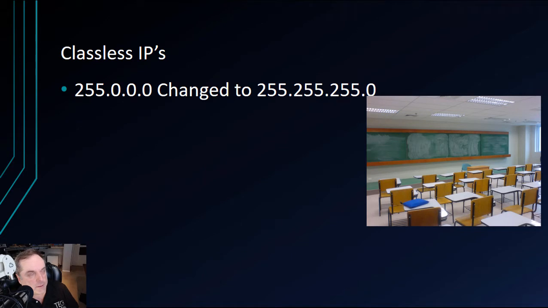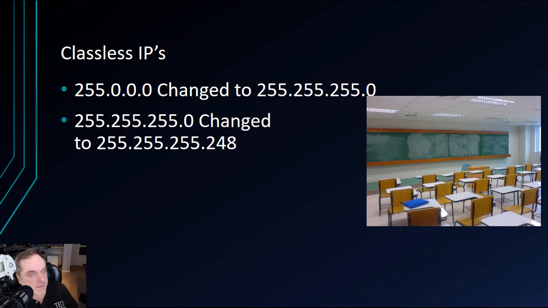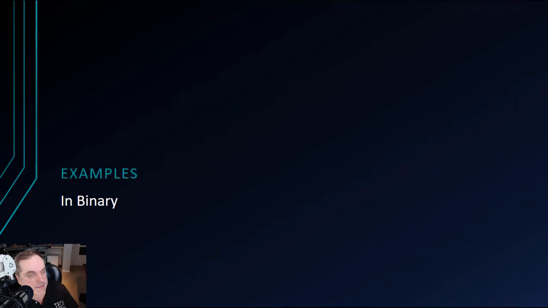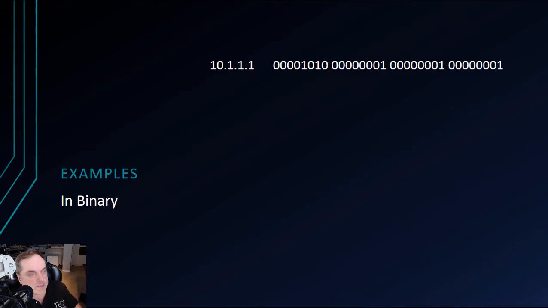So 255.0.0.0 was the subnet mask, and that's now changed to what you see here, 255 three times, .0. And then we can even further change that. So instead of 254 addresses, we can change the mask to .248 at the end, and that leaves us with 6 usable IP addresses. So it's even fewer IP addresses using classless by changing the subnet mask once again. So this turns classful into classless. Let's take a look at what this means in binary, because then it makes a lot more sense.